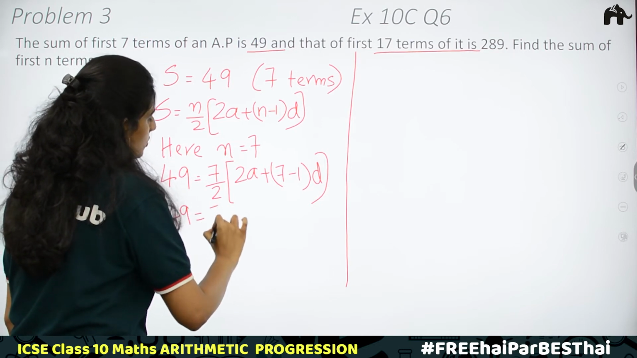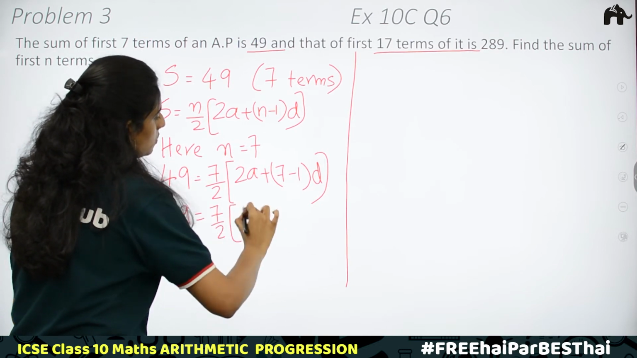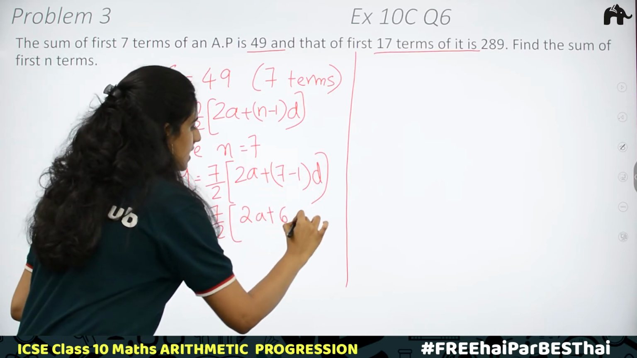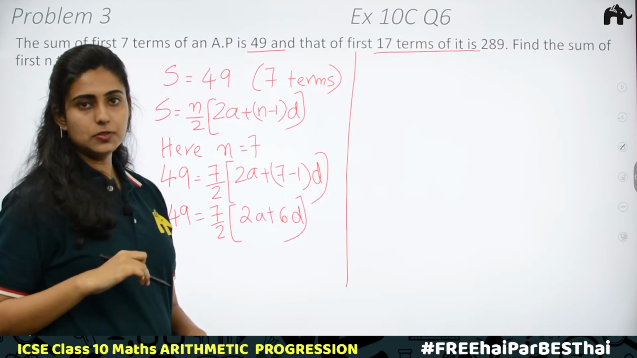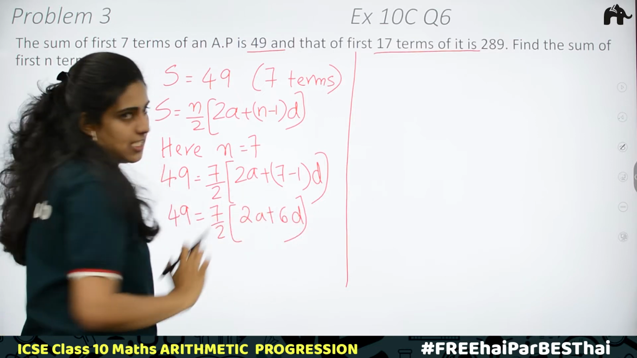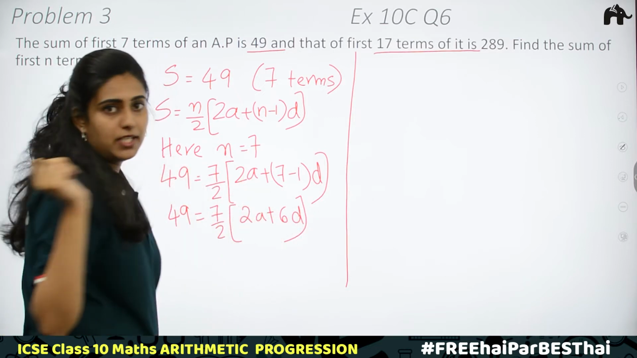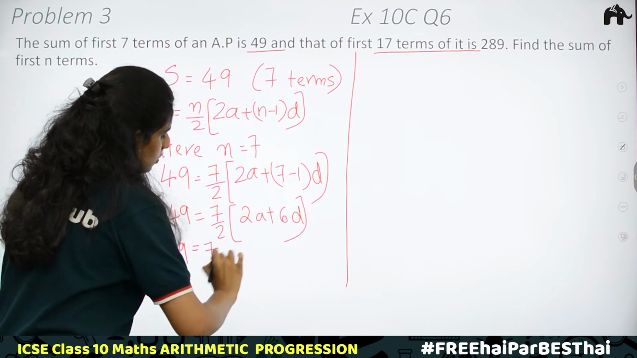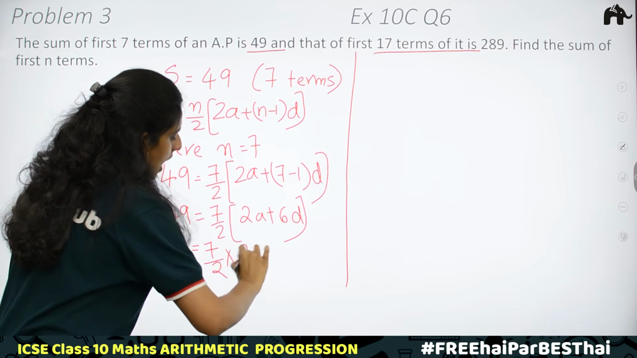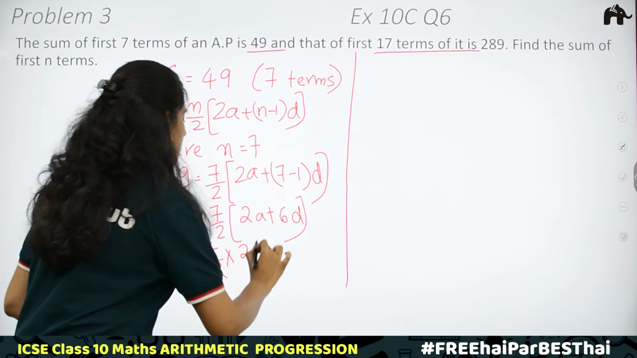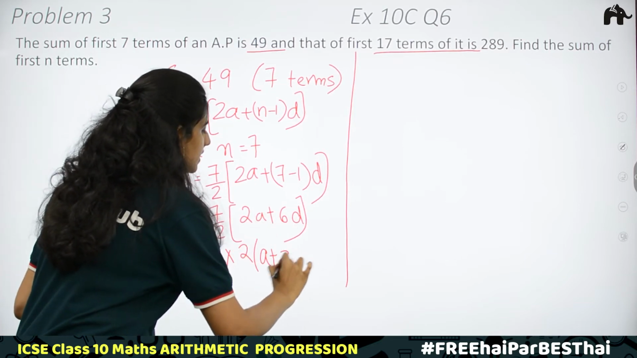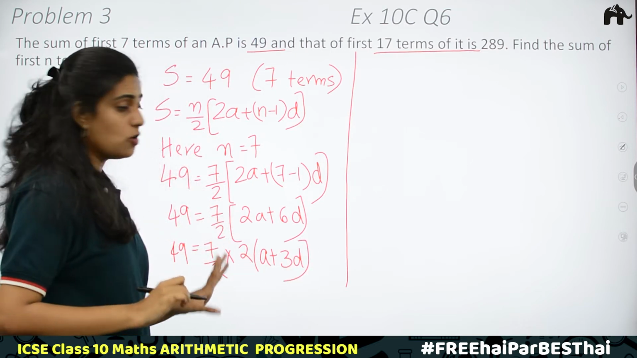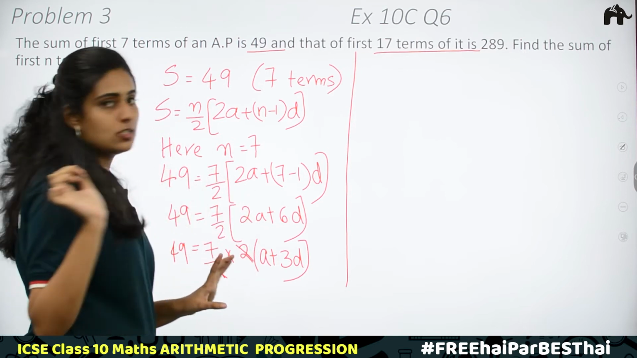49 is equal to 7 by 2 into 2a plus 7 minus 1, which is 6d. Okay. Here we have 2a and 6d. Common factor 2 can be taken out, right? This becomes 49 is equal to 7 by 2 into, I am taking 2 as common, remaining we have a plus 3d. Okay. Why have I taken this 2 out? Because I can cancel this 2 and this 2.